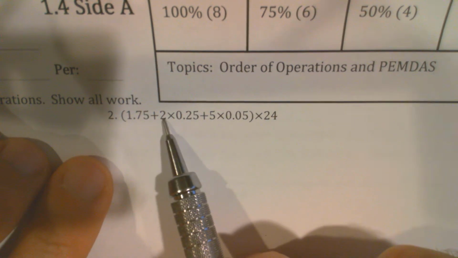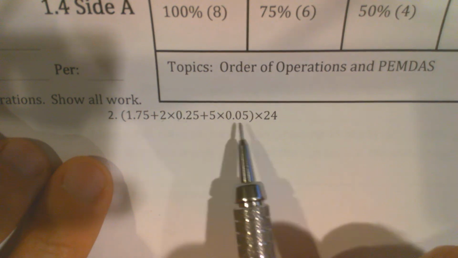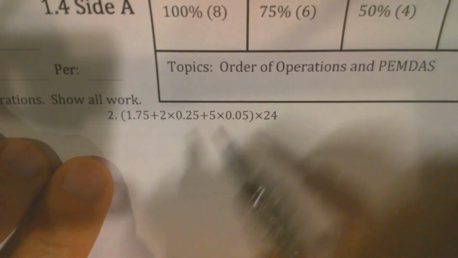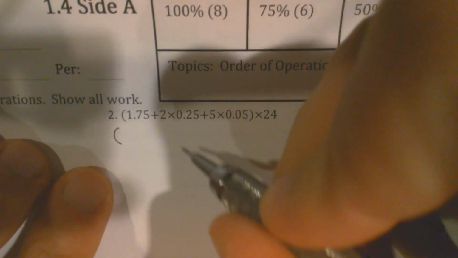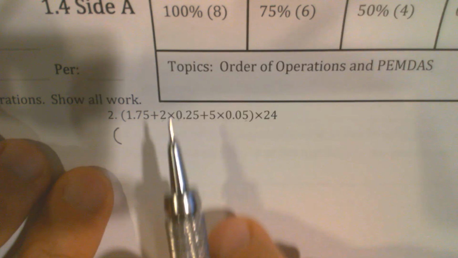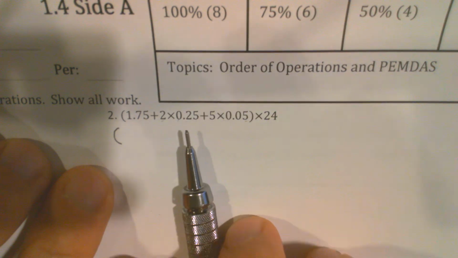We have a multiplication here, and we have a multiplication here. You go from left to right. So this multiplication is going to give us 0.5. And I'm going to carry everything else down.